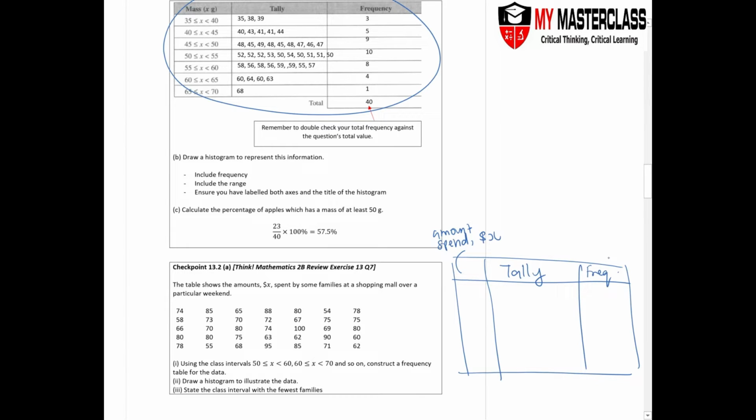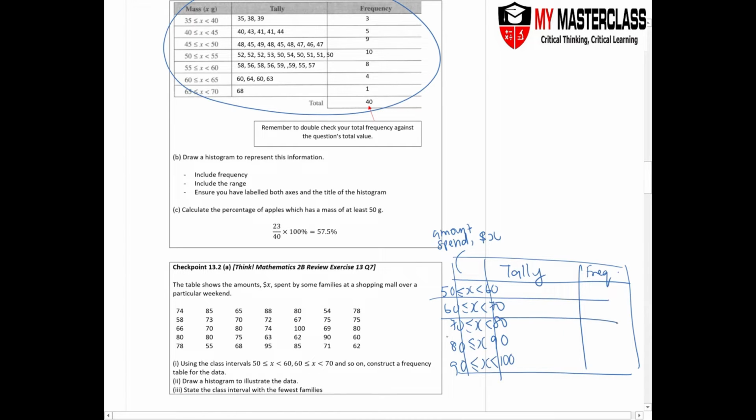So what I'll do is I'll have 50 to X 60, 60 to X 70, 70 to X 80. Do I have anything above 80? Yes, 80 and above, I have 90. Then 90 and above, 100. Alright, so I'll draw my lines. Now, how many do I have?